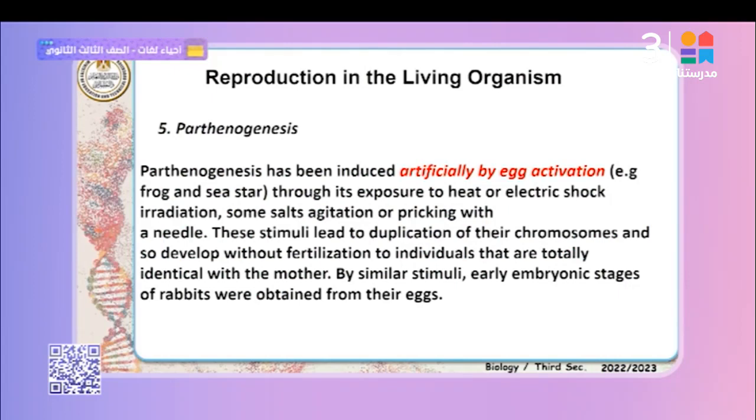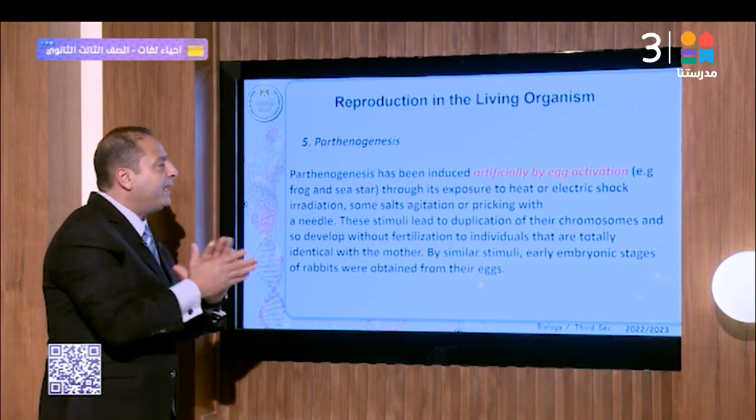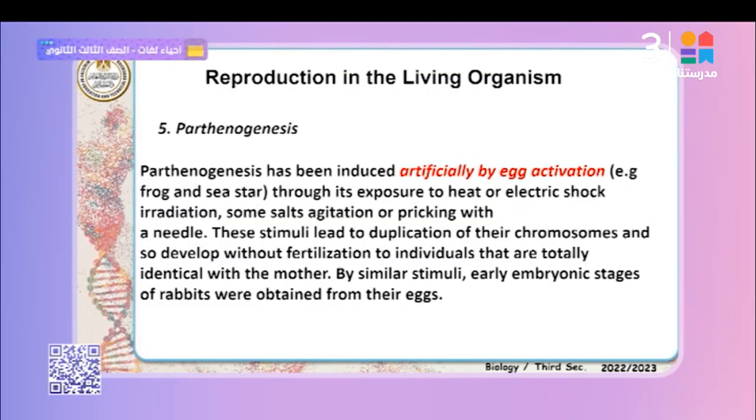That's right. Parthenogenesis has been induced artificially by egg activation, for example in frogs and sea stars, through exposure to heat, electric shock, irradiations, some salts, or breaking the eggs using needles. Okay? These stimuli lead to duplication of their chromosomes, and so they develop without fertilization into individuals that are totally identical with the mothers. By similar stimuli at an early embryonic stage, rabbits were obtained from this egg. Okay, that's right.